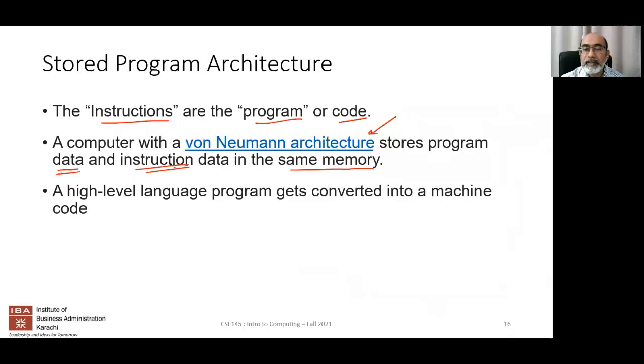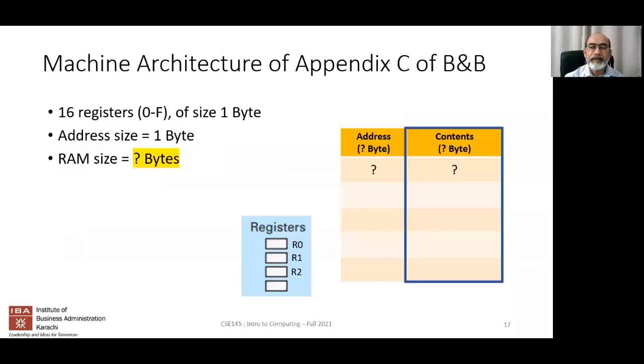And this is actually the architecture of all modern computer architectures. This is referred to as a von Neumann architecture, based on the chap von Neumann, who was one of the very influential computer scientists in the early days. The high-level language gets converted into low-level code, which we'll refer to as machine code, and we'll take a look at that later on. So now we're going to be able to understand this.